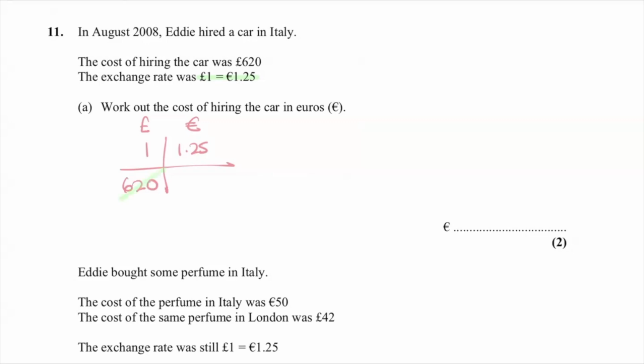We multiply on the diagonal, we divide in the corner by the top number here. Now, dividing by 1 isn't going to change anything, so I can go straight into just 620 divided by 1.25. Your calculator gives 775 as the answer.